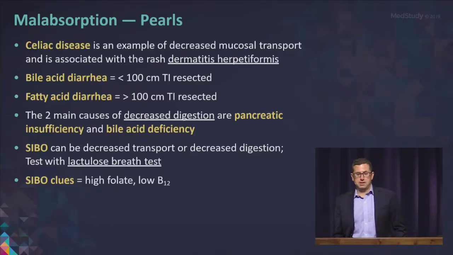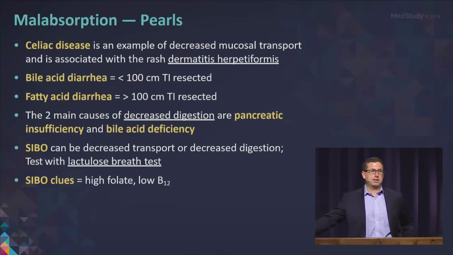So some malabsorption pearls. Celiac disease is an example of decreased mucosal transport and is associated with dermatitis herpetiformis. That rash is pathognomonic for celiac disease. You're going to have bile acid diarrhea if you have less than 100 centimeters of the TI resected. Remember, the bile acids will go into the colon and act as secretagogues.